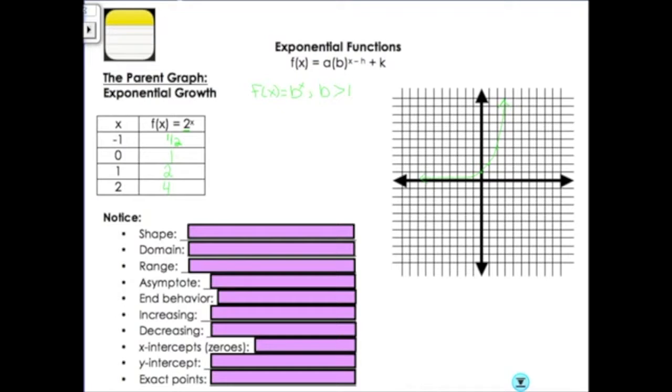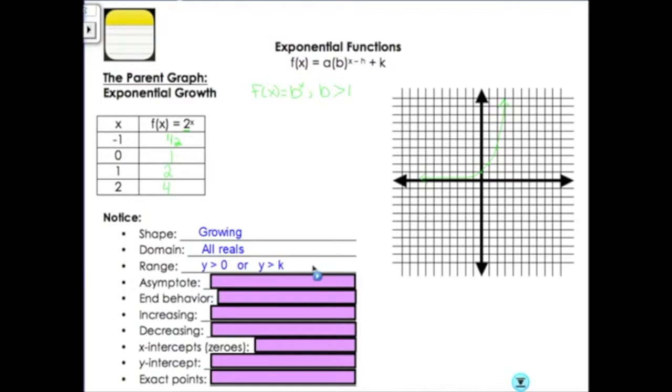So, its shape is growing. You can see that our function over here is always growing. Our domain is all reals. You can see that for every x value possible, there is always going to be a y value. Our range is y is greater than 0. You can see with our function here that our function never touches the negative part of the y-axis. However, if our function is transformed, then we know that our range can change, and y is just always going to be greater than our k.